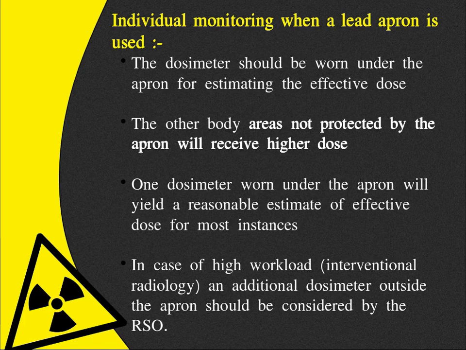And in some cases, like workers with a high workload, such as in interventional radiology and the cath lab, adding an additional dosimeter outside the lead apron should be considered by the radiation safety officer. They will give the worker an extra neck TLD to measure the extremities dose, like head, hands and legs.